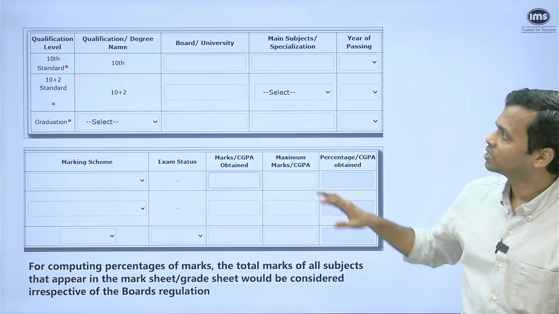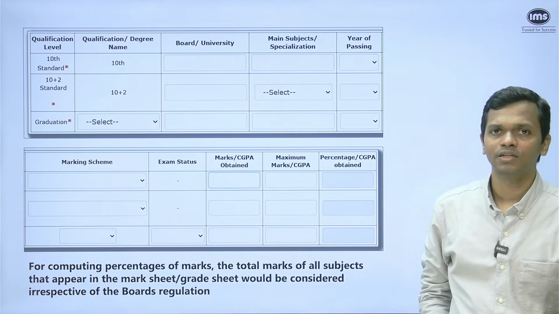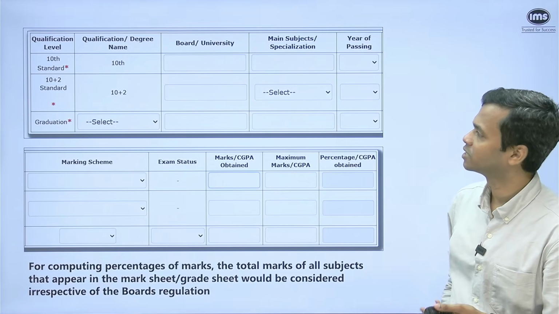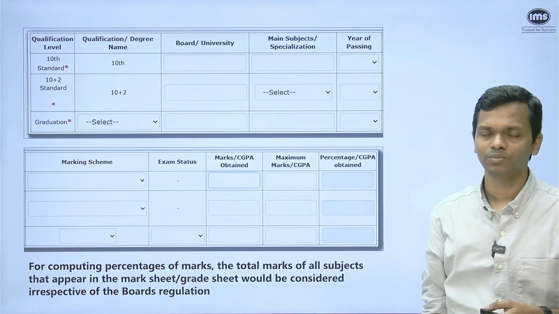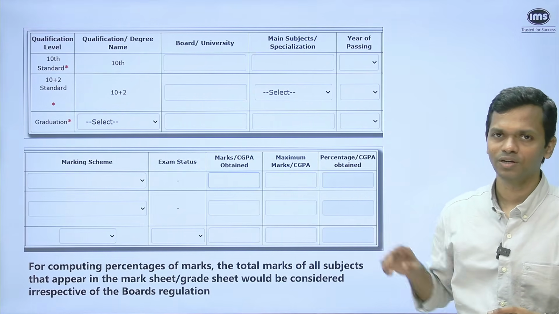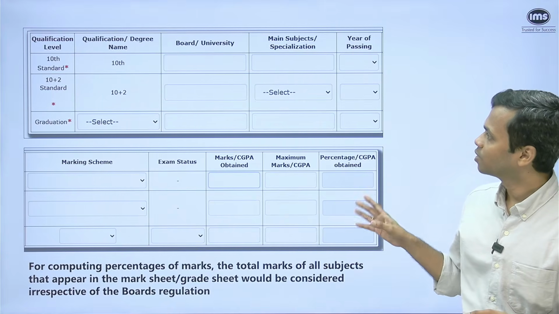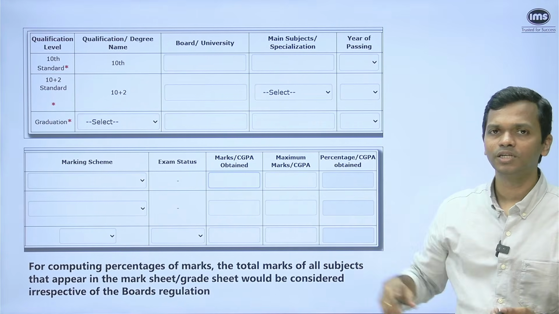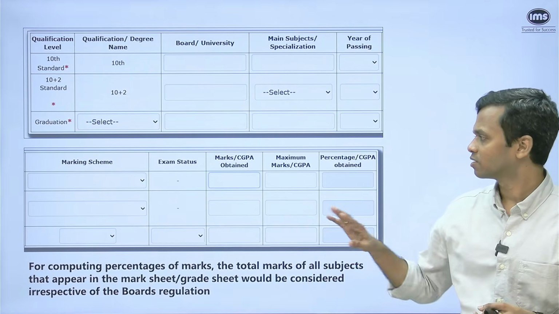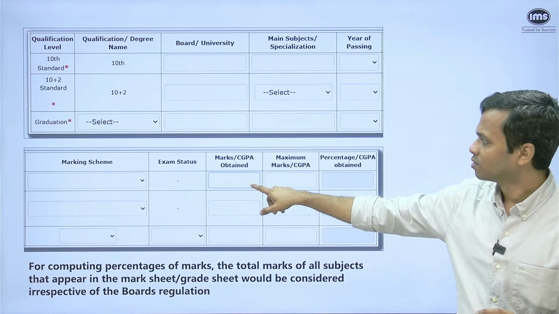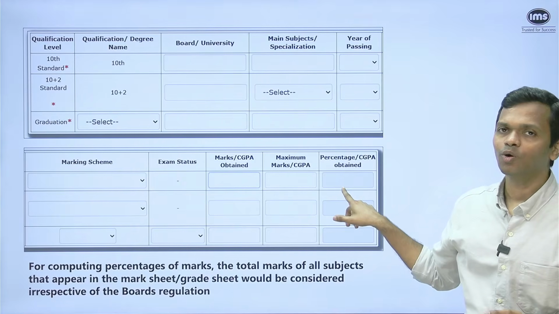Okay. So for 10th standard, you start with the 10th qualification. So board, university, subjects. You can list down the subjects. You can put a comma and enter multiple subjects. So if you had 5 subjects, you can actually enter 5 subjects there. Then year of passing, marking scheme, percentage, or whether you're promoted without marks, etc. So all of those options are given. Then obtained and maximum, this will get auto calculated.